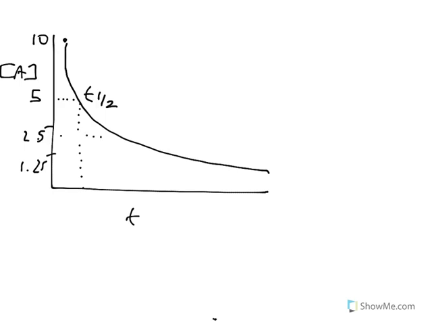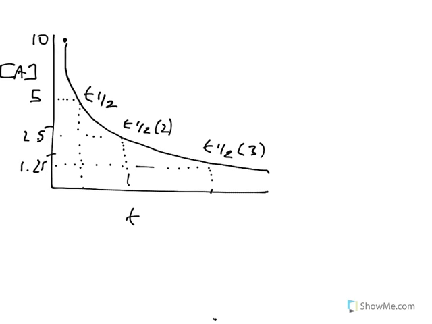I can extend out here, and this would be my second half-life. I'll put parentheses 2 there. And then as it falls to 1.25, that is my third half-life. Of course, you can go on and on because your concentration should never actually reach 0. So you have several half-lives. The first half-life is going from 10 to 5. The second half-life is going from 5 to 2.5. And then the third half-life is going from 2.5 to 1.25.